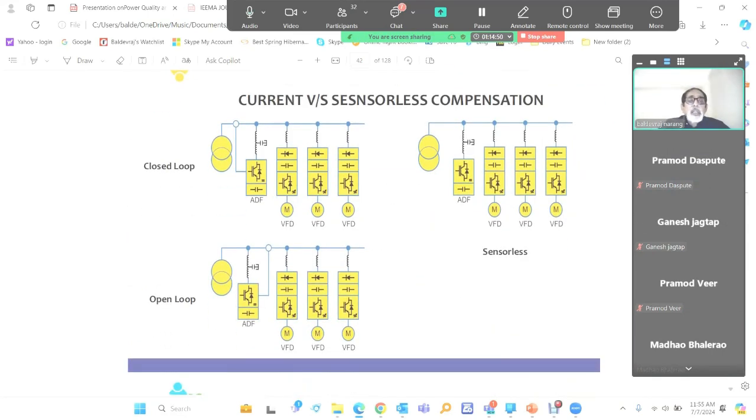So here again, the system could be closed loop or open loop. We can have the signal taken either way. And then we have sensorless control also, means voltage itself is a signal, and we can control voltage harmonics with this sensorless control.